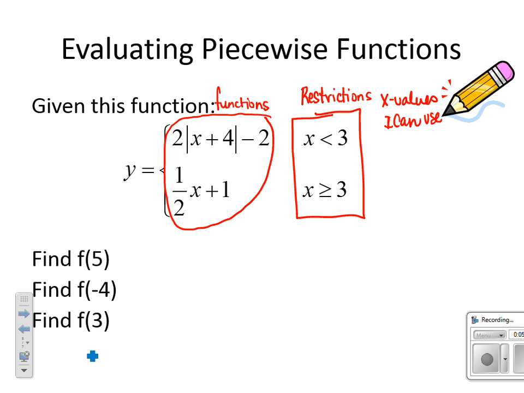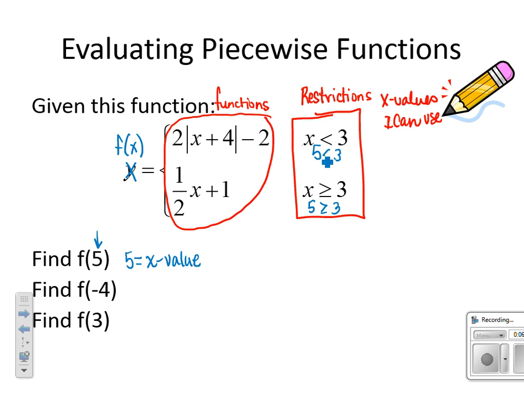So I want to find f of 5. Okay, so this is my function, f of x, and I want to find f of 5. Well, remember what that 5 represents? That 5 represents the x value. So this tells you what restriction I'm talking about. So we want to go to our restrictions and find out where 5 fits in. So is 5 less than 3, or is 5 greater than or equal to 3?